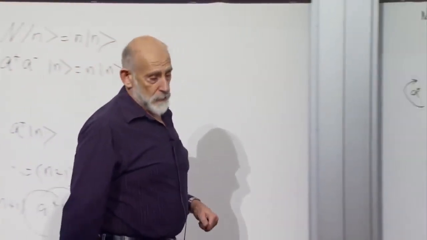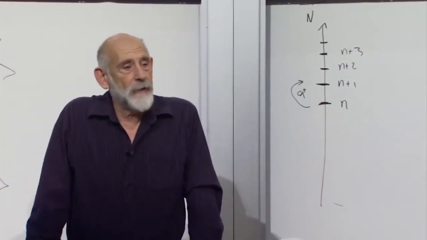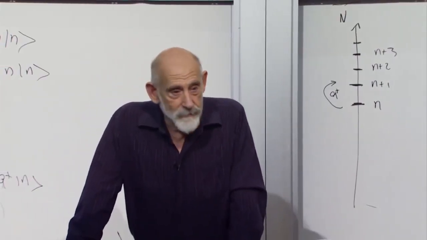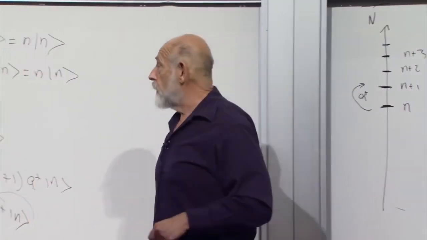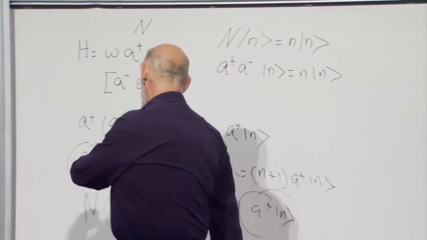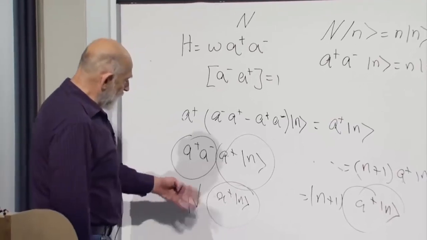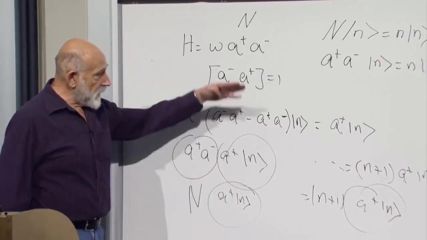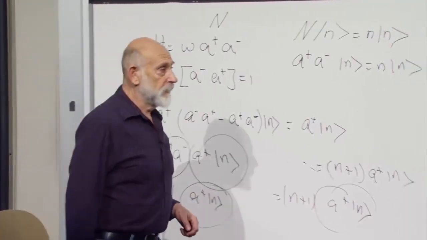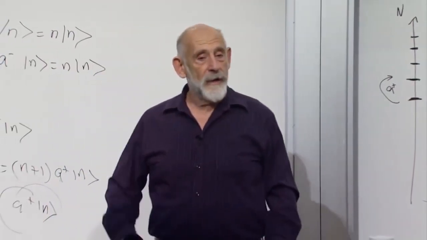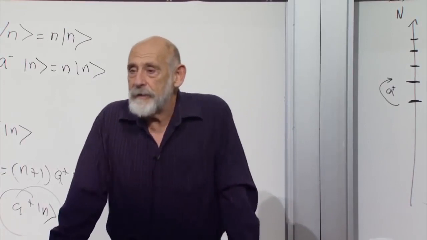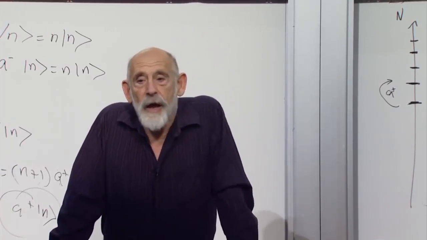What about going down? How do you go down? What's the thing that takes you down? A minus. It's a straightforward thing to prove, same deal, that A minus on n takes you down. How far down can it take you? Can it take you indefinitely down? Why not?